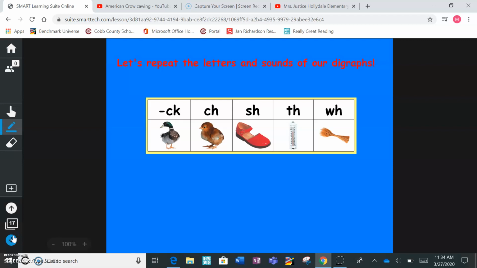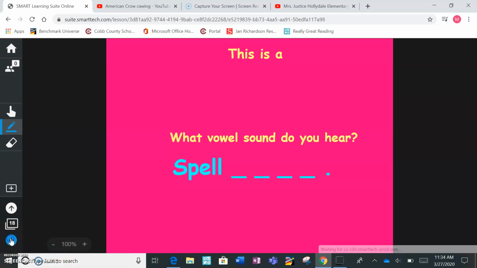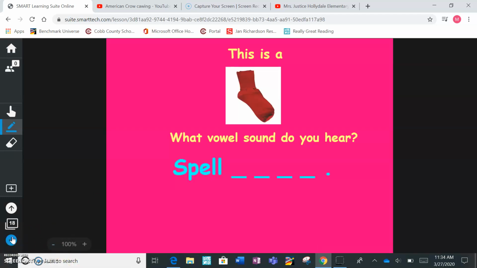All right. Quickly, we're going to go over some digraphs. K, ch, sh, th, w. This is a sock. What vowel sound do you hear in sock? I heard ah. So how would we spell that word? S, ah, k. And there's two letters that make this sound. We need both of them.